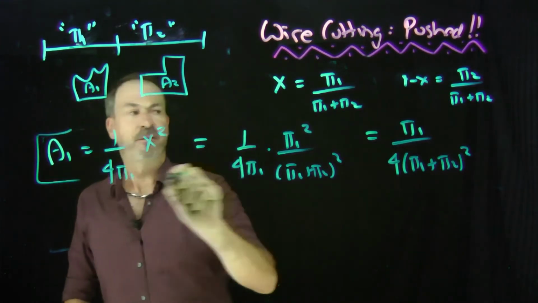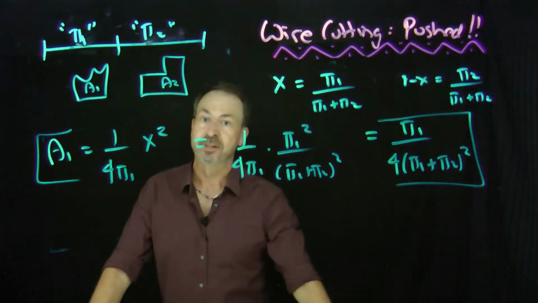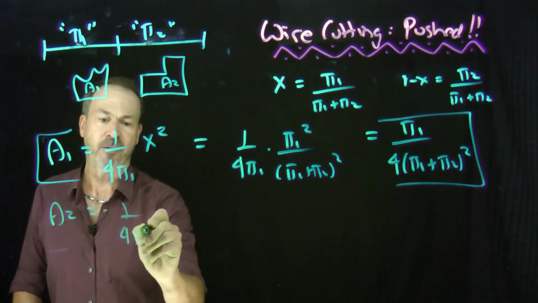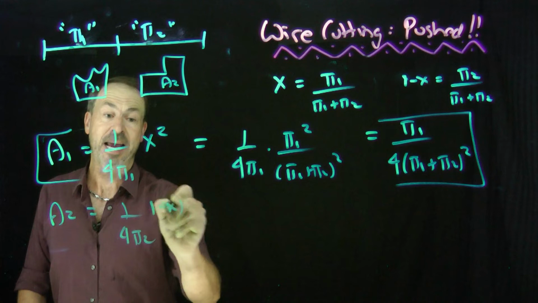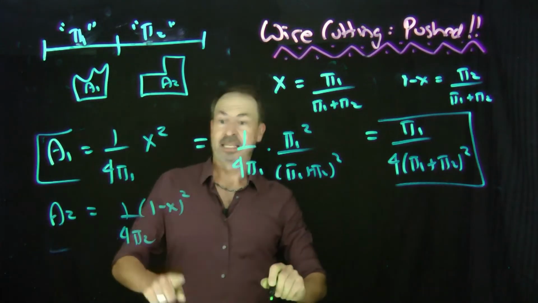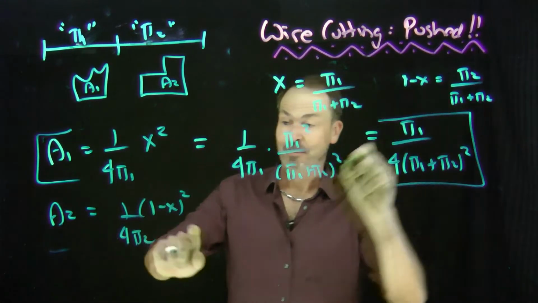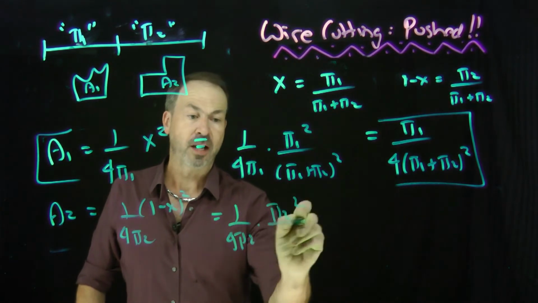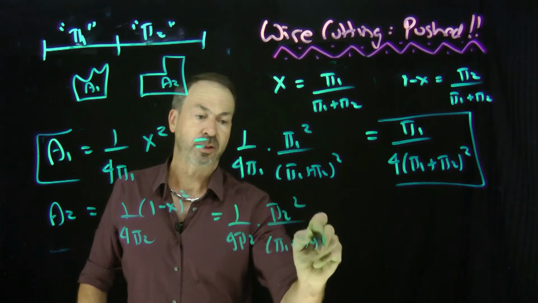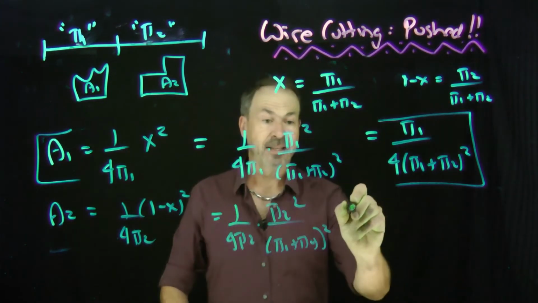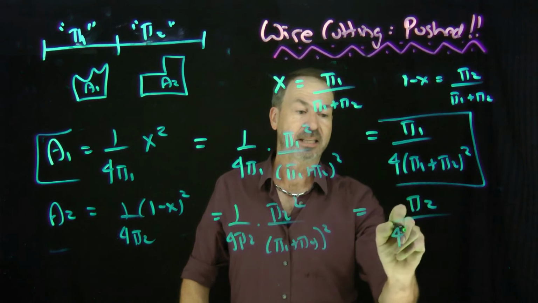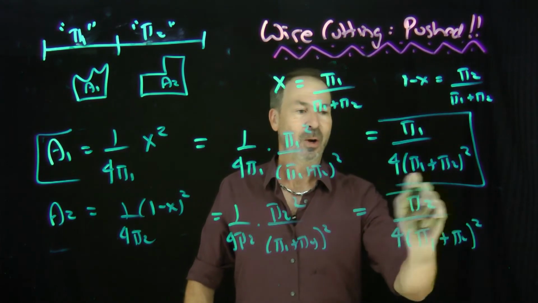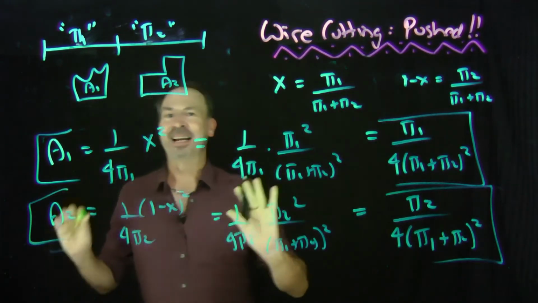So there's a formula for the area of the left piece in that optimal situation. The area of the right piece in that optimal situation would be the same formula, if I remember, as this, 1 over 4 pi 2 times 1 minus x squared. Okay, except 1 minus x, in the optimal situation, is this. So it's going to be 1 over 4 pi 2 squared over pi 1 plus pi 2 all squared. Pi 2's cancel and leaves me with pi 2 over the same denominator, 4 times pi 1 plus pi 2 all squared. Whoa, I can see it.